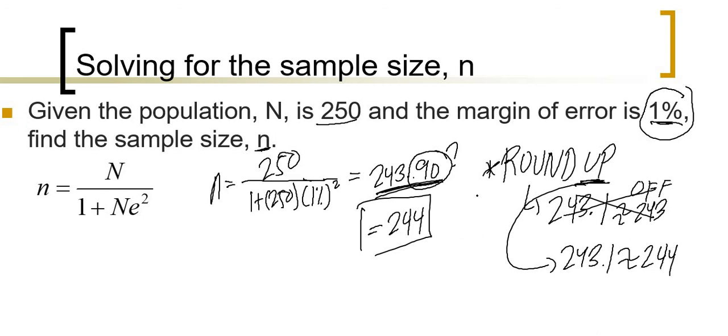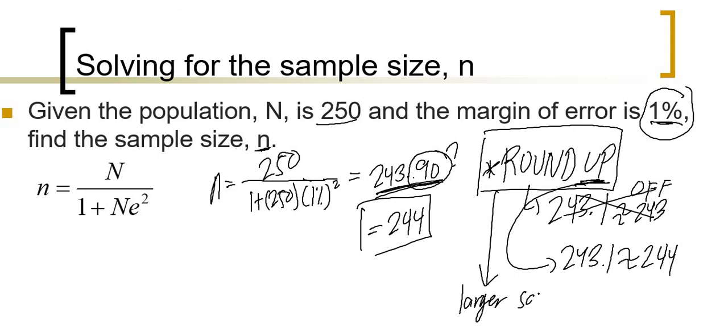Now, why do we need to round up though? Because the larger the sample size, of course, we are more accurate in our answer, and of course, there is less actual error than the error that we are perceiving. So that is how Slovin's formula is used.